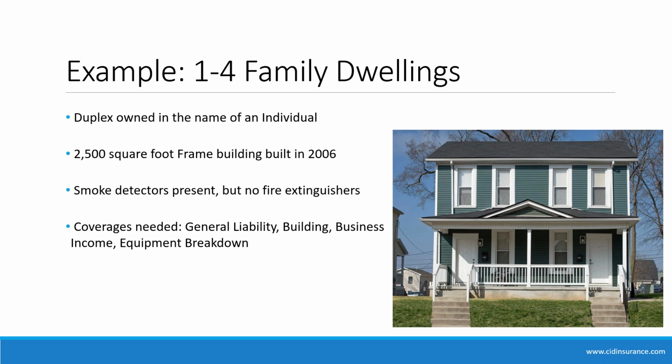So for this example, this is going to be a duplex owned in the name of an individual. Now, with it being owned in the name of an individual, depending on what state it's in, like California for example, if a 1 to 4 family dwelling is owned in the name of an individual, most commercial lines carriers aren't going to be able to offer property coverage because of the earthquake requirement in California, because it might not be a coverage that carrier offers. So they're not able to provide coverage for that one from a property perspective.